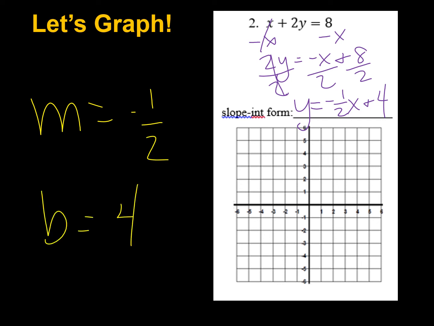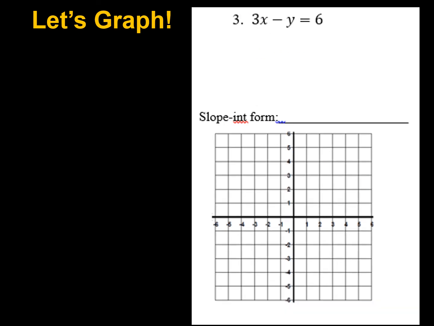So if I go to my graph here, I'm going to put that dot on the y-axis at 4. And then I'm going to go down 1 because my rise is -1, and then right 2. My run was +2, and I can keep doing that to get a better line. So there is the line of that equation. Okay, number 3 then.